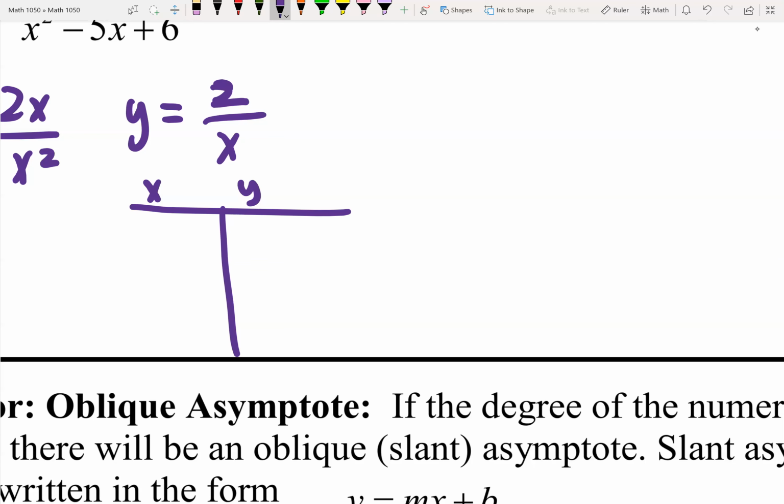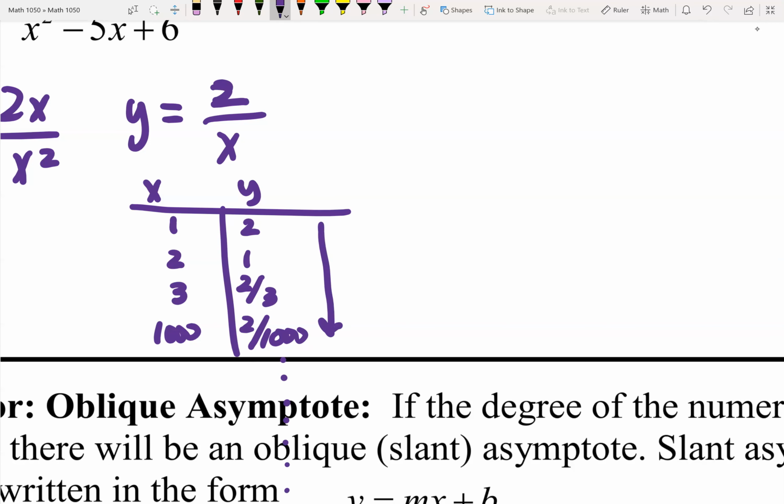Who says I understand exactly what you just said? Okay, great. Let's make x get big. So let's go 1, 2, 3, 1,000. I know that last one was a big jump, but you're going to see what I mean. If x is 1, 2 over 1 is 2. If x is 2, 2 over 2 is 1. If x is 3, you get 2/3. If x is 1,000, you get 2 over 1,000. So as x gets big, y is getting closer and closer to 0. That's why it's y equals 0.